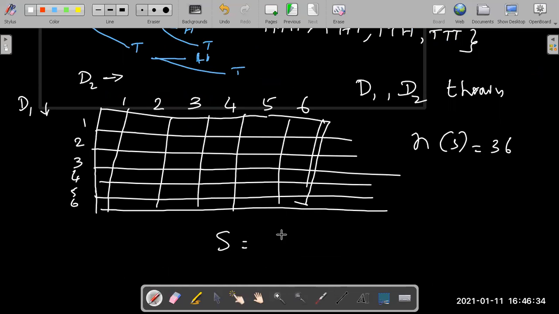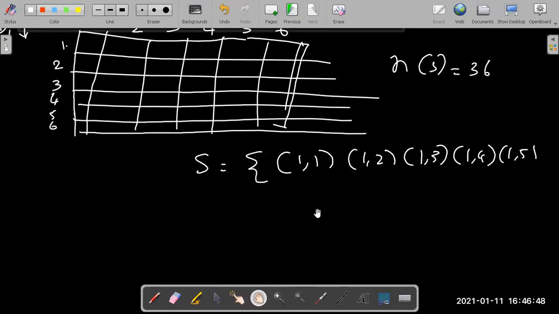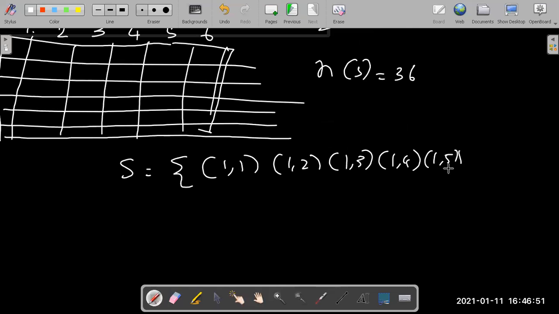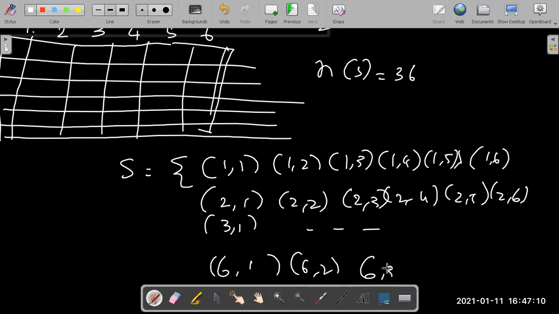But how do I write the sample space? Simple. 1, 1, 1, 2, 1, 3, 1, 4, 1, 5, like that. And then the next one is 1, 6. Then comes 2, 1, 2, 2, 2, 3, 2, 4, 2, 5, 2, 6, 3, 1, like that. So you write for the last one also 6, 1, 6, 2, 6, 3, 6, 4, 6, 5, 6, 6.